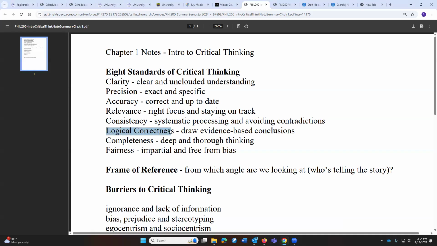Logical correctness just means that whatever conclusion I draw comes from my evidence. I can't come to a conclusion that comes up with something that I don't have the evidence to support. So it has to be logical. It has to make sense. It has to flow from my evidence. If my evidence is this, this, and this, then I have to be sure that whatever I come to in my conclusion is based on the this, this, and this that I had in my evidence, right?